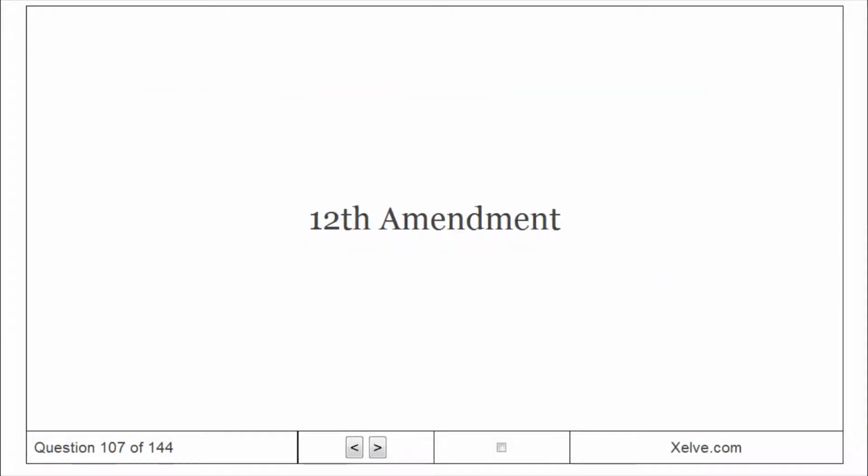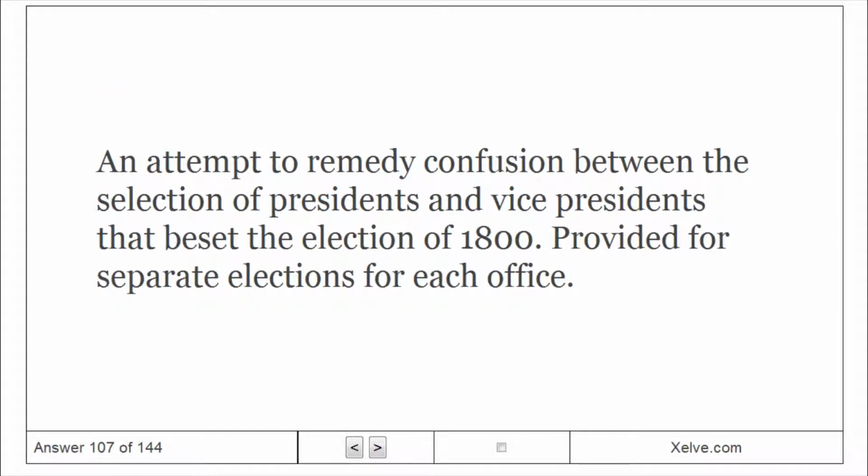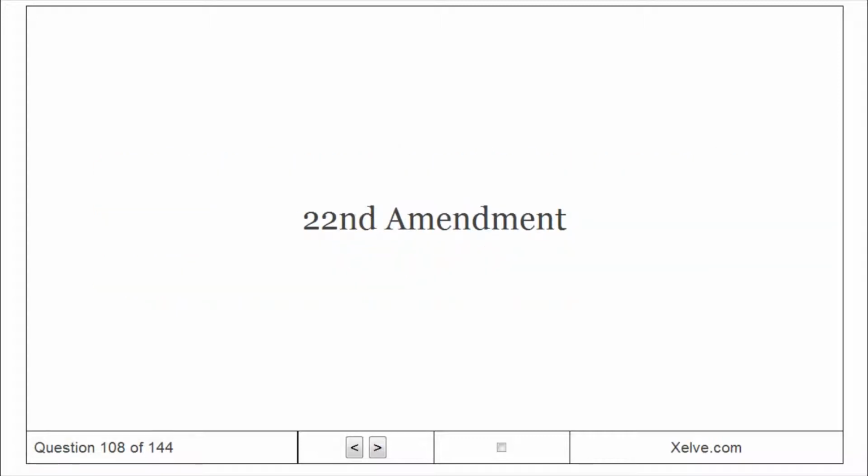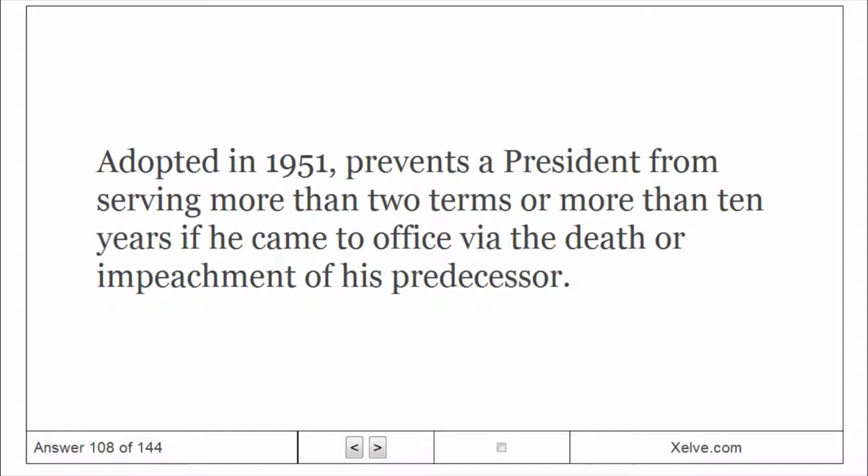Twelfth Amendment, an attempt to remedy confusion between the selection of presidents and vice presidents that beset the election of 1800, provided for separate elections for each office. 22nd Amendment, adopted in 1951, prevents a president from serving more than 2 terms or more than 10 years if he came to office via the death or impeachment of his predecessor.